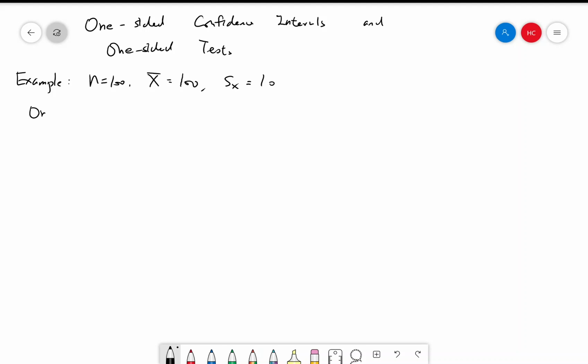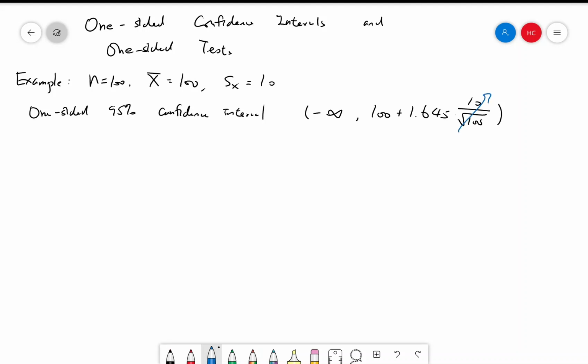So let's consider a one-sided 95% confidence interval. Let's choose the upper bound. So it's going to be 100 plus, because it's one-sided, 1.645 times 10 divided by the sample size square rooted. Again, this is 1, so it's just 100 plus 1.645. Then we can consider the one-sided hypothesis test. H naught is mu greater than or equal to mu naught, and H1 is mu less than mu naught.